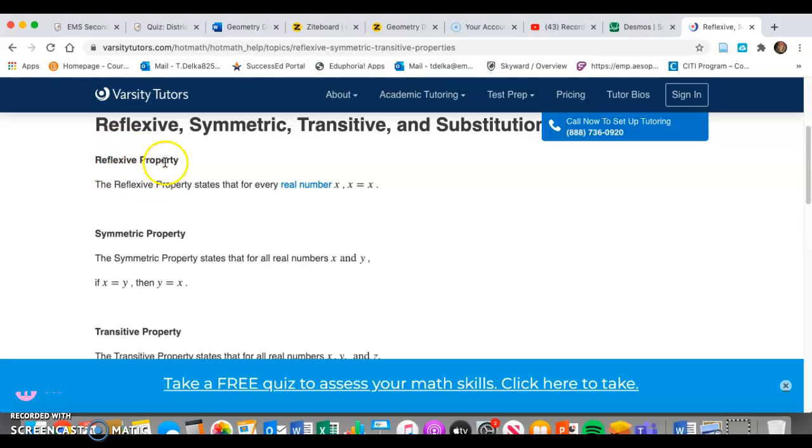But so it was asking if the measure of ABC is equal to DEF, and if DEF equals ABC, what would the property be? When you see numbers being reflected back like that, like x equals y, so therefore y equals x. Well, the measure of ABC equals DEF, then DEF equals ABC. So that was the symmetric property.